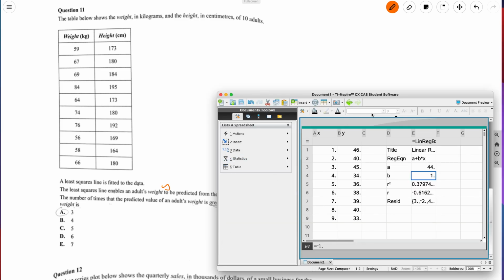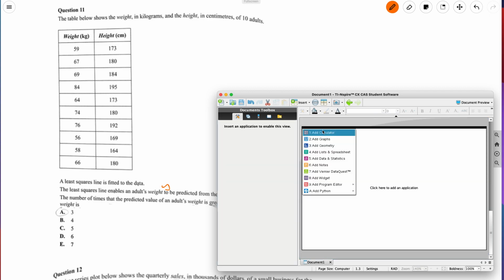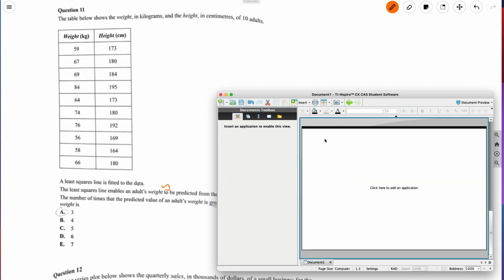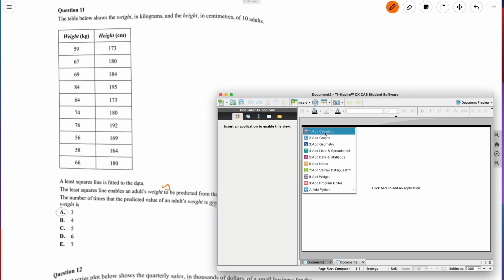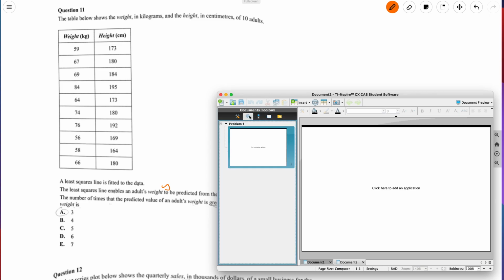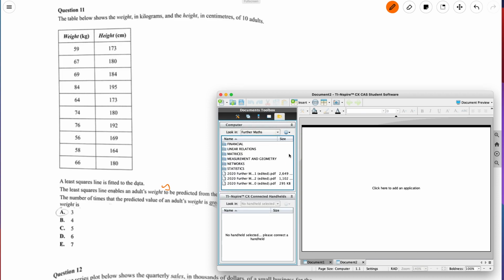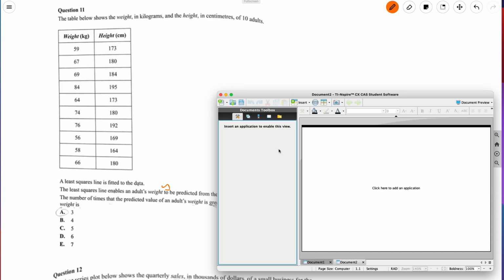So unfortunately, we have to do yet another one. And I might actually go with a brand new document altogether. I might just go with a whole new one.